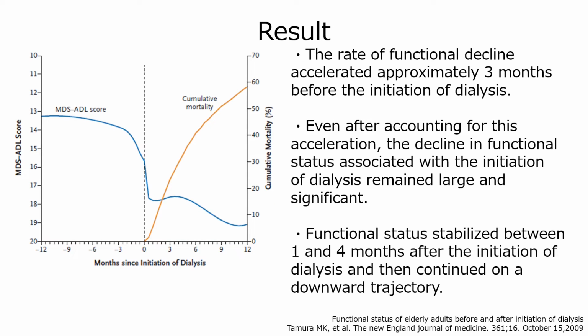This figure indicates the trajectory of functional status and cumulative mortality. The rate of functional decline accelerated approximately 3 months before the initiation of dialysis. Even after accounting for this acceleration, the decline in functional status associated with the initiation of dialysis remained large and significant. Then, functional status stabilized between 1 and 4 months after the initiation of dialysis and they continued on a downward trajectory.